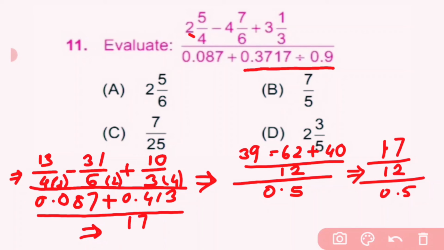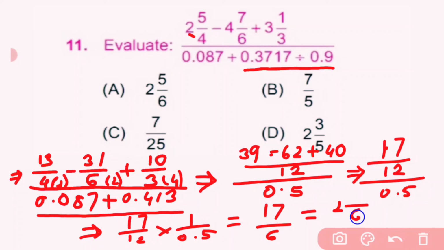This means 17 by 12 into 1 by 0.5. So 12 into 0.5 is 6, so 17 by 6. Now we convert this into a mixed fraction. 6 2s are 12, 12 plus 5 is 17. So here A is the correct answer.